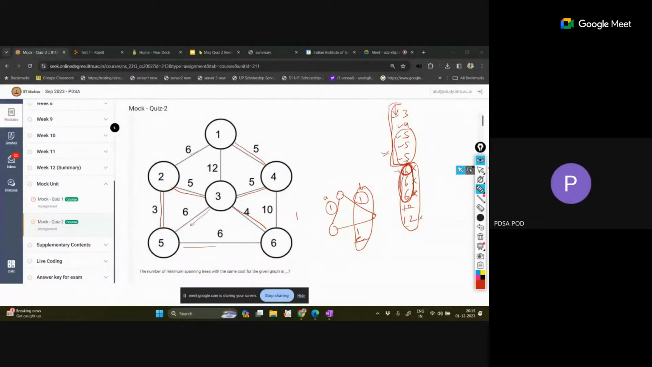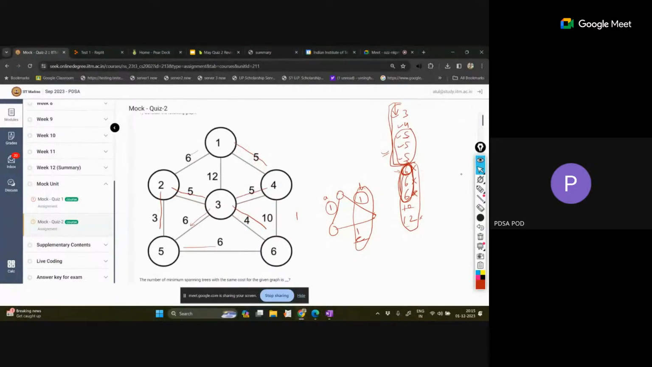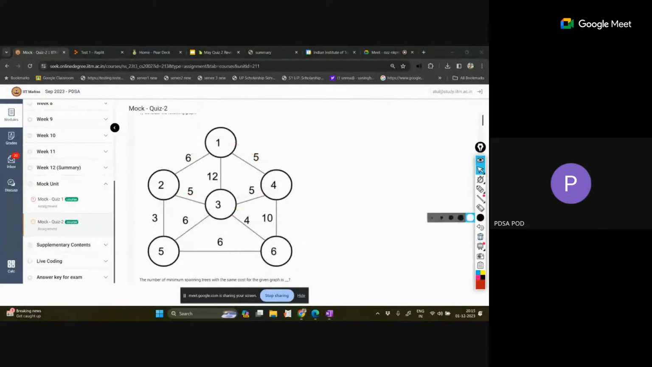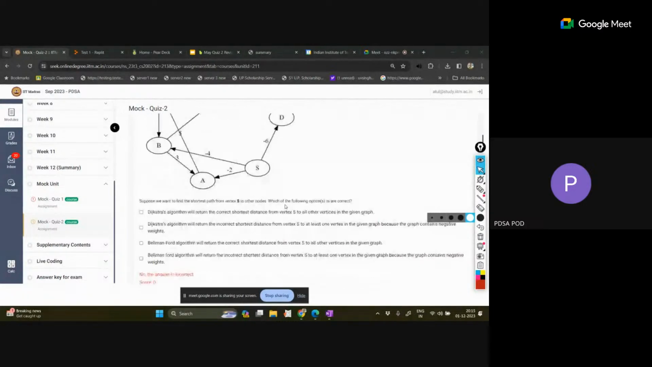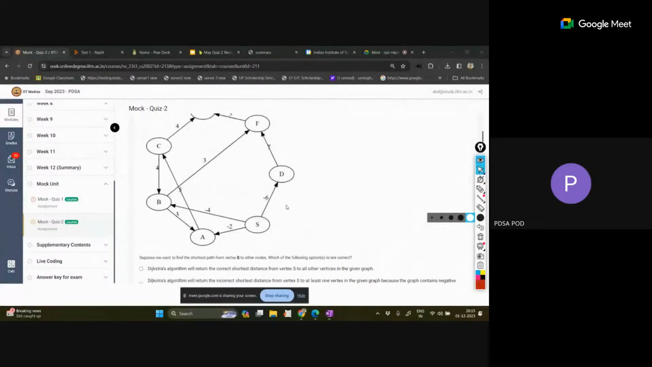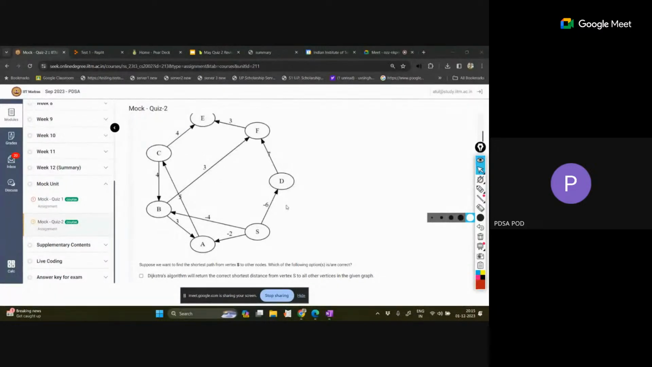Yeah, so the answer for this problem is 1. So only one MST is possible. Now let's move to the next, second one. Here the problem is that one graph is given, and if you look at the graph, we can see some negative weights: this -4, this -6, -2, and one edge with no weight.